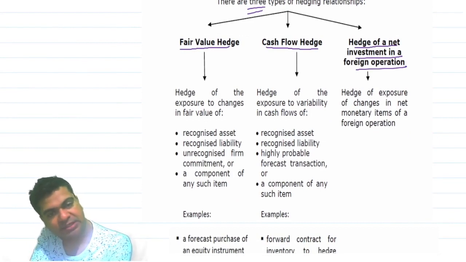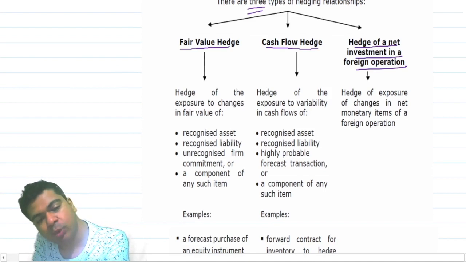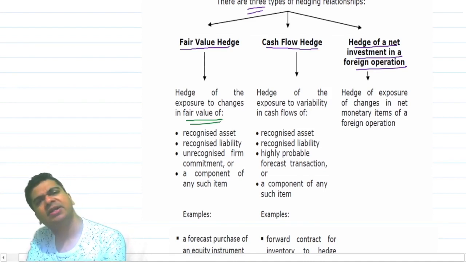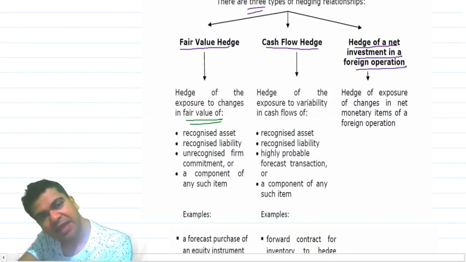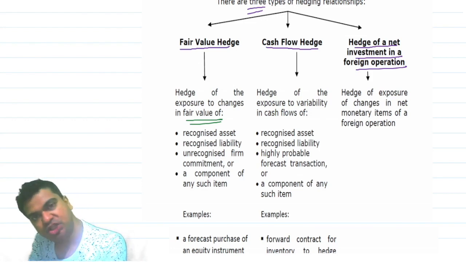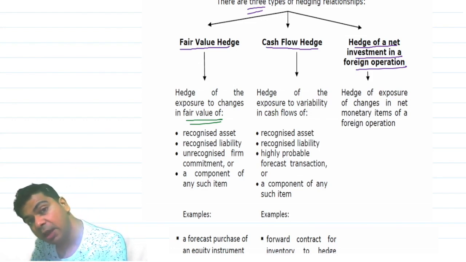Fair value hedge. Let's discuss that thing. Fair value hedge. What is it? It's a hedge of the exposure to changes in the fair value. See, there are certain items that you will be designating as FVTPL. Certain items you will designate as FVOCI. There are changes in the fair values affecting my P&L. There are changes in the fair values affecting my OCI.